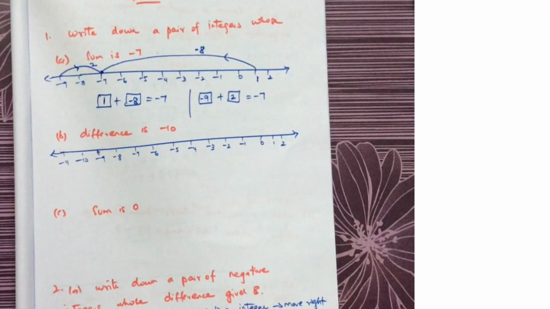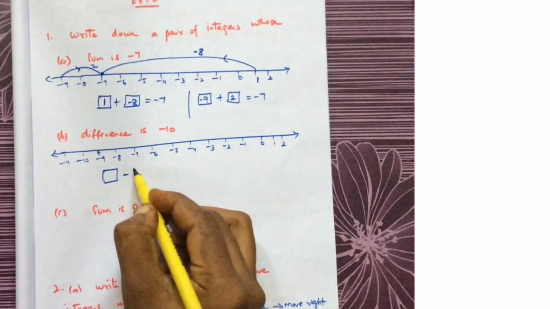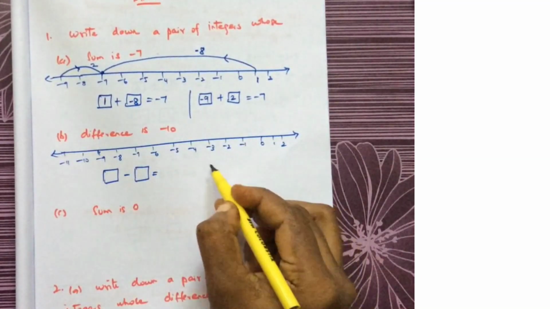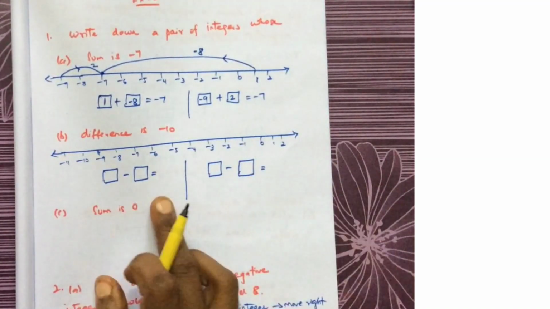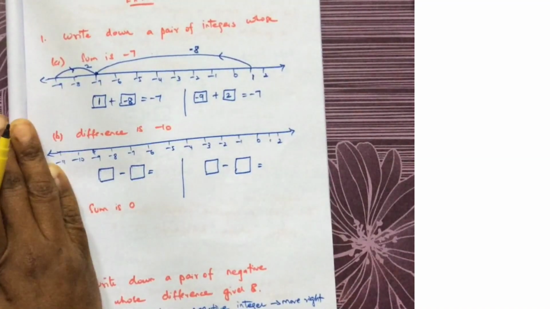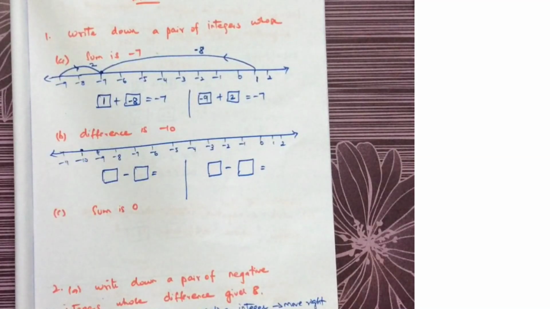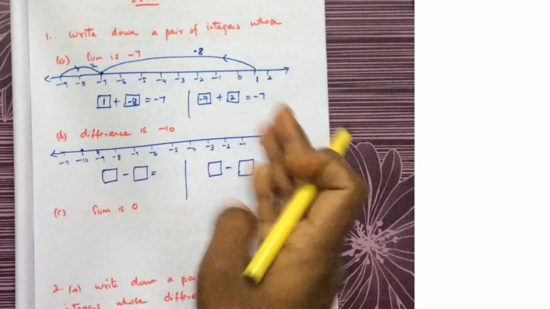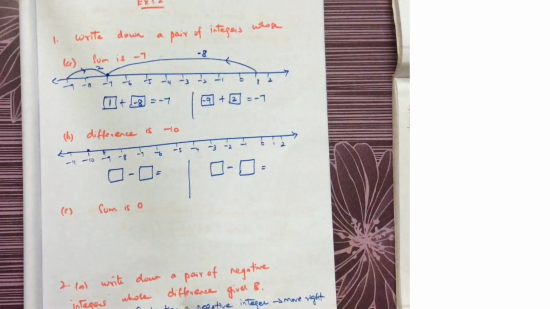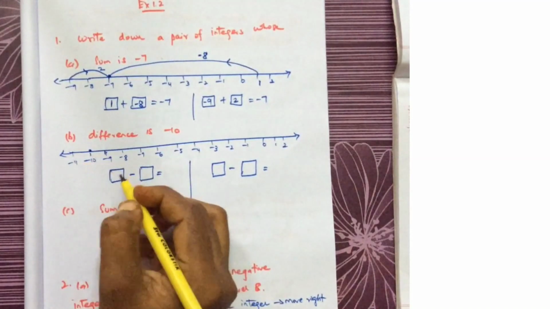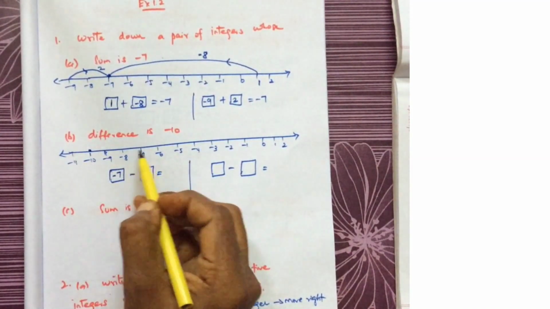The next is the difference is minus 10. So you have to write two integers such that the difference is minus 10. Okay, where minus 10 is here. So first let me take anything from this side and one from that side. So I am starting with minus 7. Here minus 7. Okay, from minus 7, 1, 2, 3.